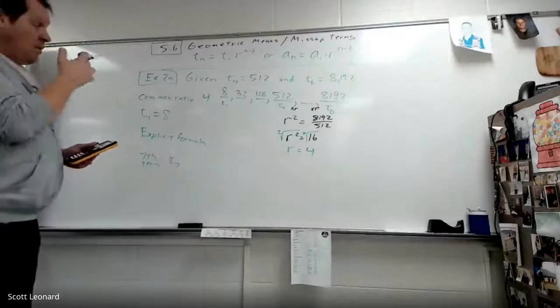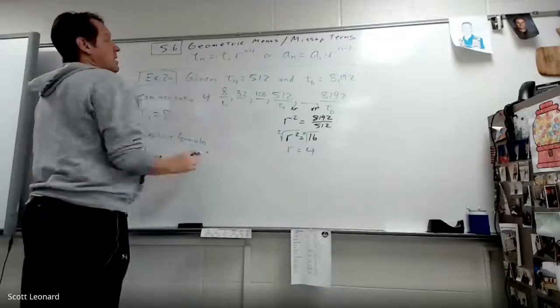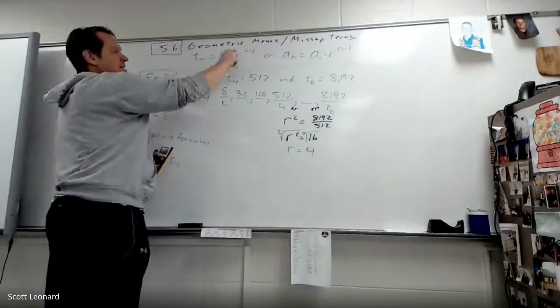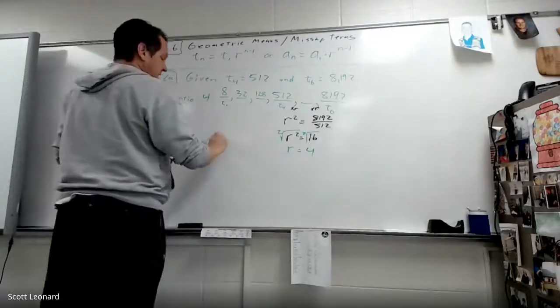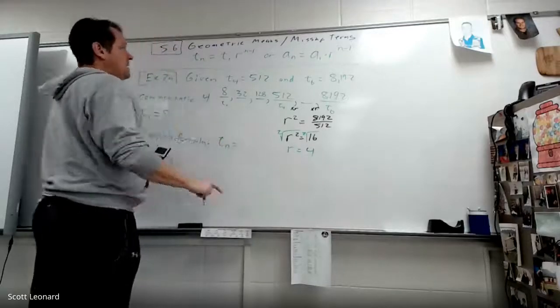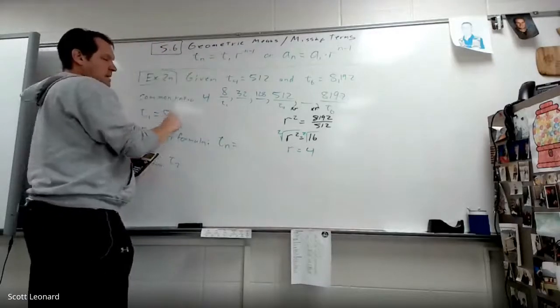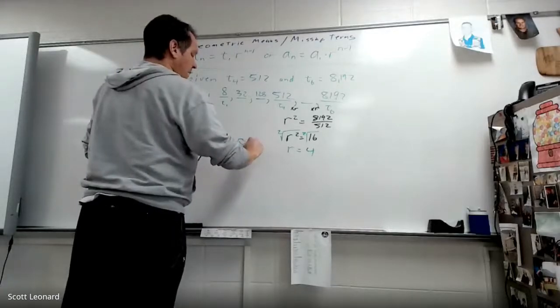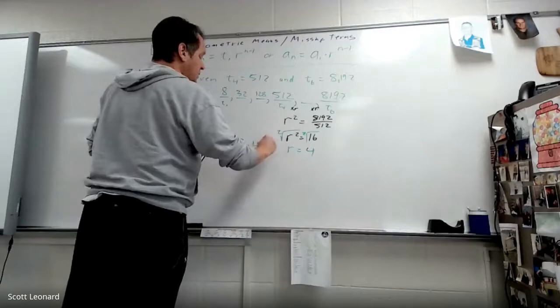Okay, now they want us to write this formula. And remember, when you write this formula, T of n and the n stay variables. So we're going to go T of n equals T1, 8. R value is 4 to the n minus 1.